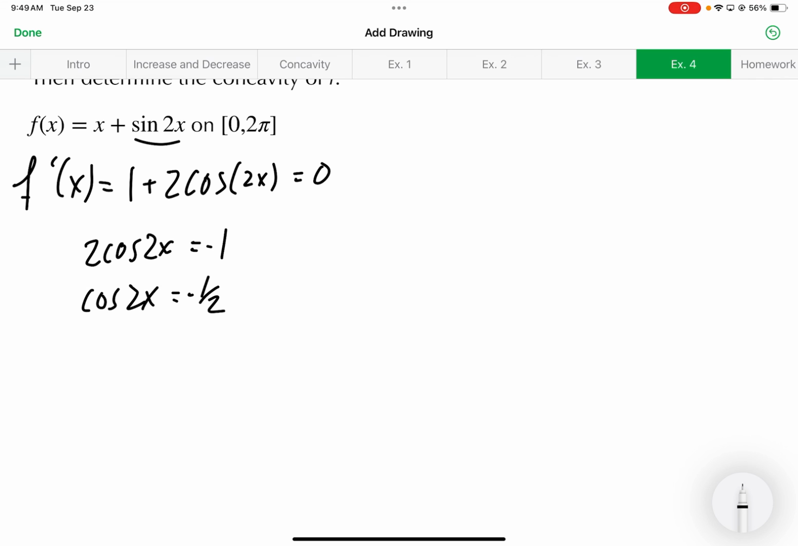Do we remember how to do that when inside of cosine is something other than x? No, that's okay. We did learn it in trig, of course, right? I'm confident of that. It's just been a minute since you guys have seen it.